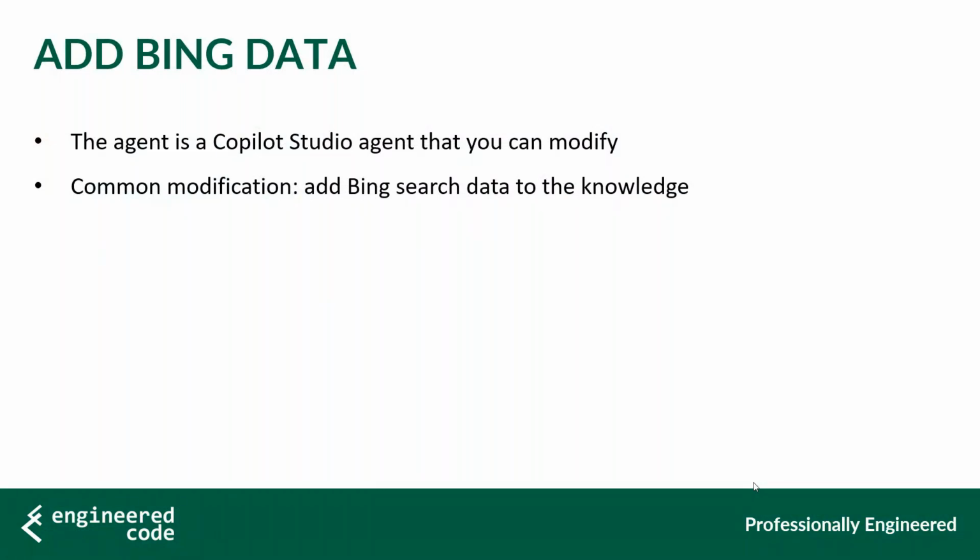Like I said, the agent is a Copilot Studio agent that you can modify. So we'll see that here in just a second. A common modification is to add Bing search data to the knowledge. So you can say, hey, in addition to knowing about this portal, maybe there's another portal. For example, maybe I want to add the engineeredcode.com website, which has all this blog information on it, into the agent's knowledge. And again, the way we do that is just relying on the fact that we've got a Copilot Studio agent that we can modify.